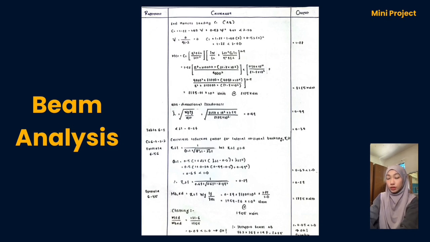From formula 6.55, the answer for MbRd is 1755 kilonewton meters. And lastly is the checking. As you guys can see, the answer is the same as segment BC, which is 0.07, less than 1, meaning that the bending is okay and the segment for AB is suitable. And that's all for my part.